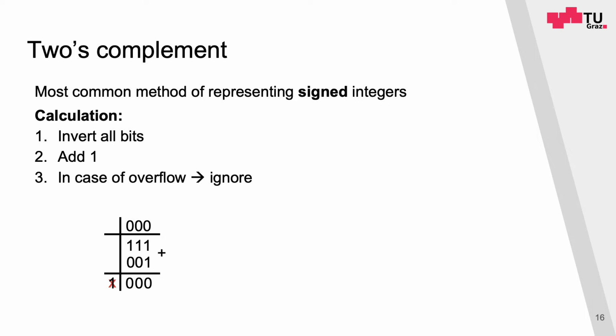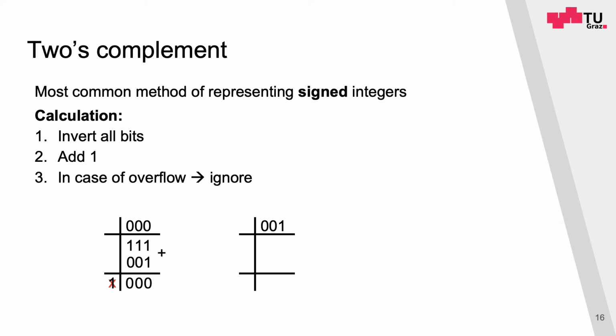And as you see, the 2's complement of the number 0 is 0 again, and this makes totally sense because the number 0 doesn't really have a negative representation, so 0 and minus 0 is basically the same. So this makes totally sense. So let's look at another example.